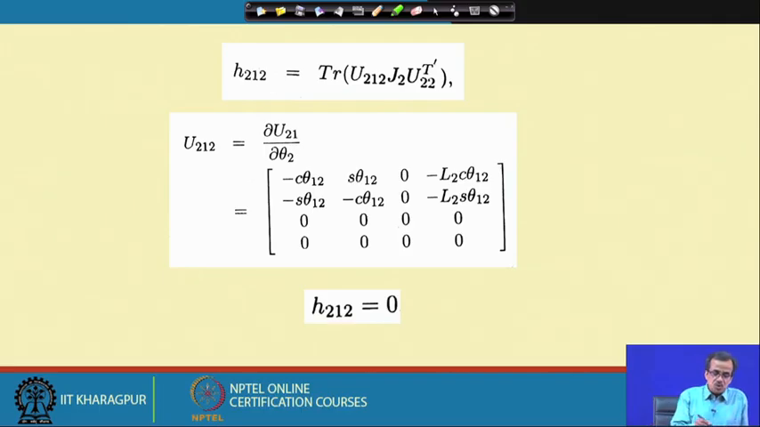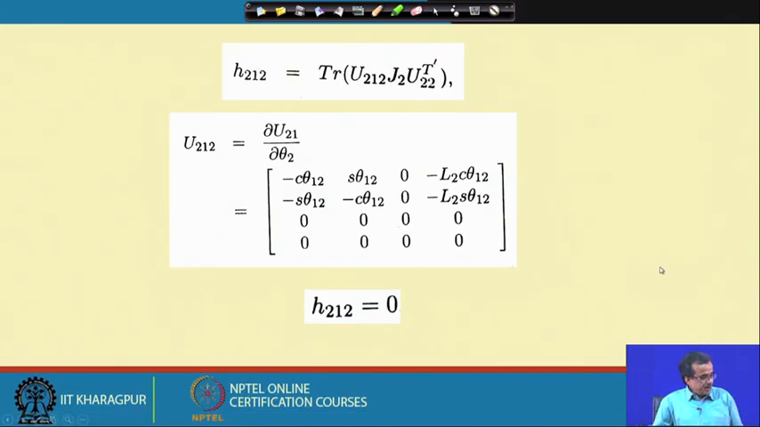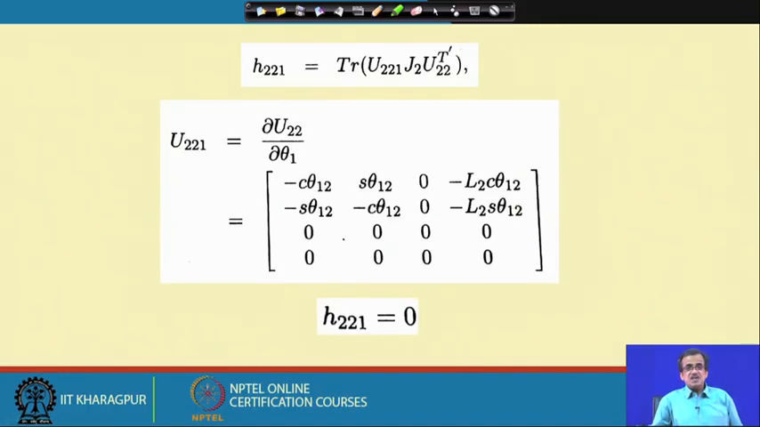Now h 212. This is the expression, and once again you can find out u 212, which is nothing but the partial derivative of u 21 with respect to theta 2. All the terms are known, and if you multiply these three matrices and find the trace of that, it will become equal to 0. Following the same method, we can find out h 221, and we will be getting h 221 equal to 0.